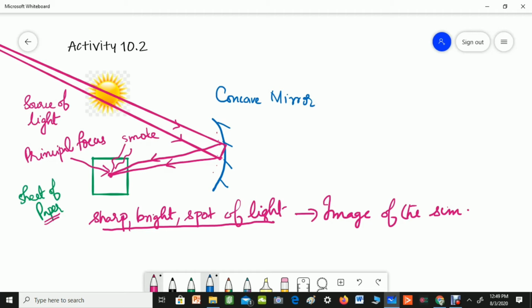Why does it burn? The light from the sun is converged at a point as a sharp, bright spot by the mirror. In fact, this spot of light is the image of the sun on the sheet of paper. So, this point is the focus of the concave mirror. The heat produced due to the concentration of light ignites the paper. The distance of this image from the position of the mirror gives you the approximate value of the focal length. So, this distance is called the focal length of the concave mirror.